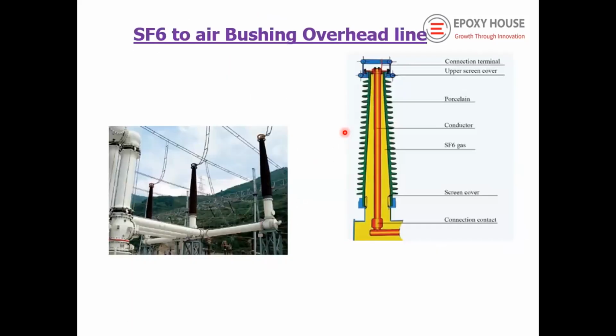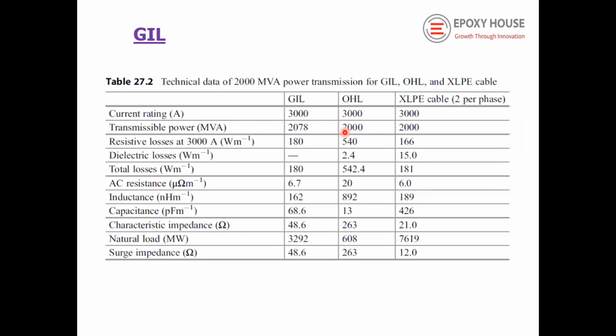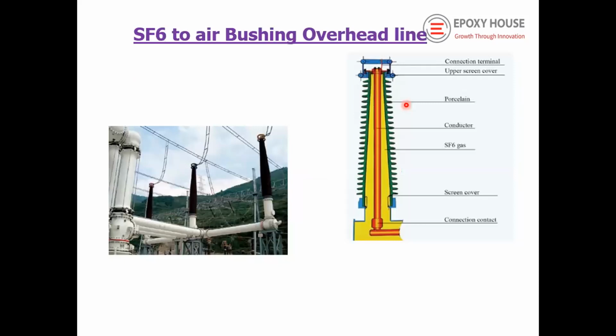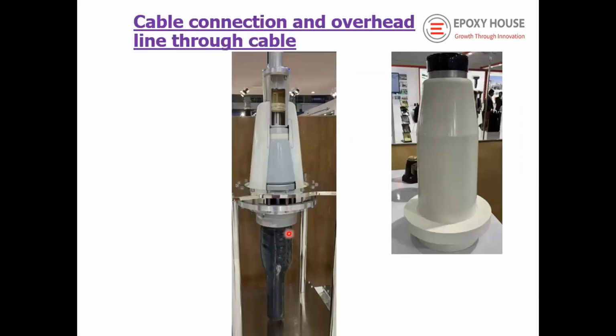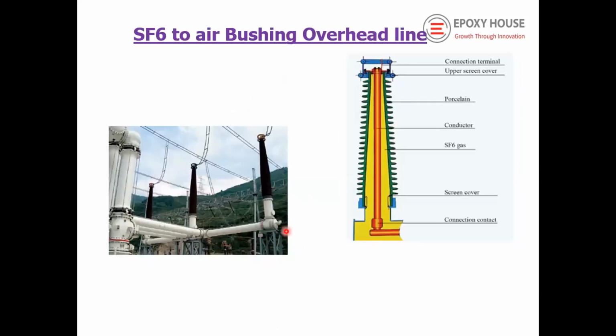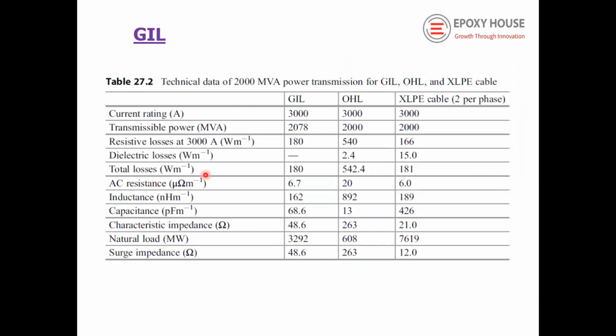Now we have finished with the components of the GIS. Other than that, the bus ducts are also there. I missed it actually. The gas insulated lines are an important component. Instead of, if you see here, this is XLPE cables, or this is a cable. Instead of cable, they can use gas insulated transmission lines also, or people call it a bus duct. Bus duct can be used. If you see, this is a gas insulated line. This is an overhead line. This is an XLPE cable line, 2 per phase, for the 2000 MVA power rating.